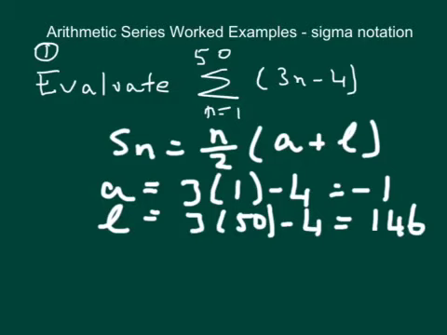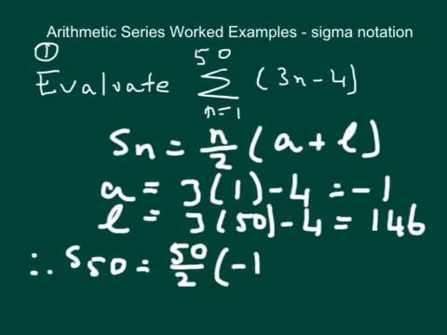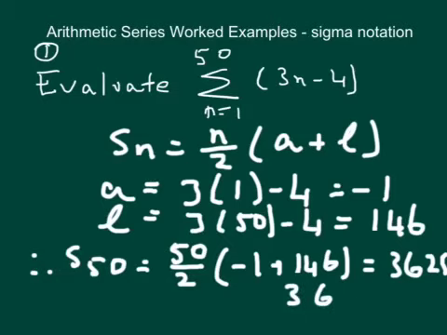So the sum of our series of the first 50 terms, so we can write S50, therefore S50 equals n, we said was equal to 50, divided by 2. And then we simply substitute the values for a and l in there. So it's negative 1 plus 146, which is equal to 145. And by your calculator or otherwise, you are going to find that the answer is 3,625. Just squeaked it in. 3,625. Okay, so that's how we do a very basic example of sigma notation.